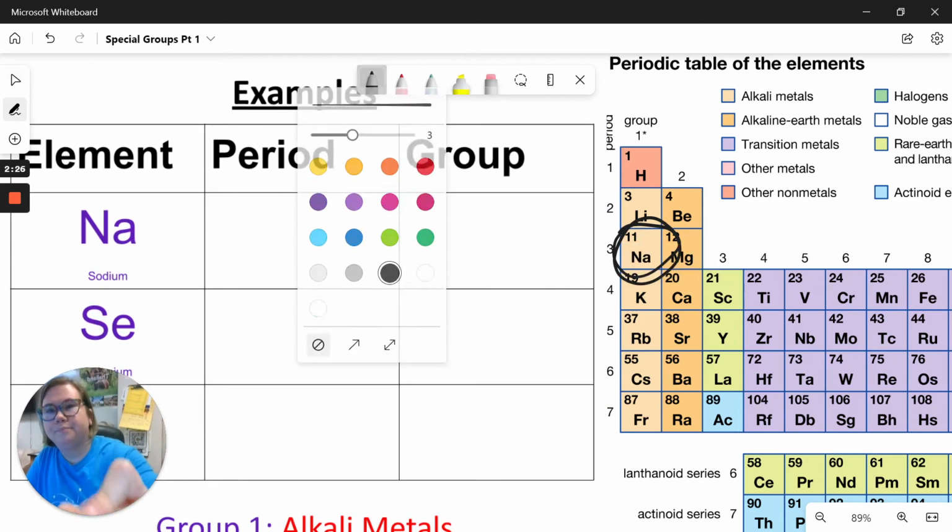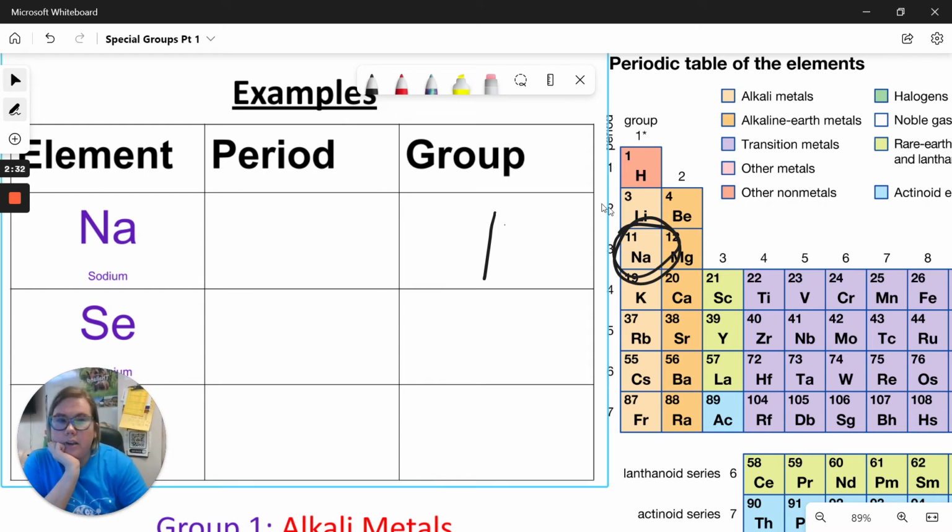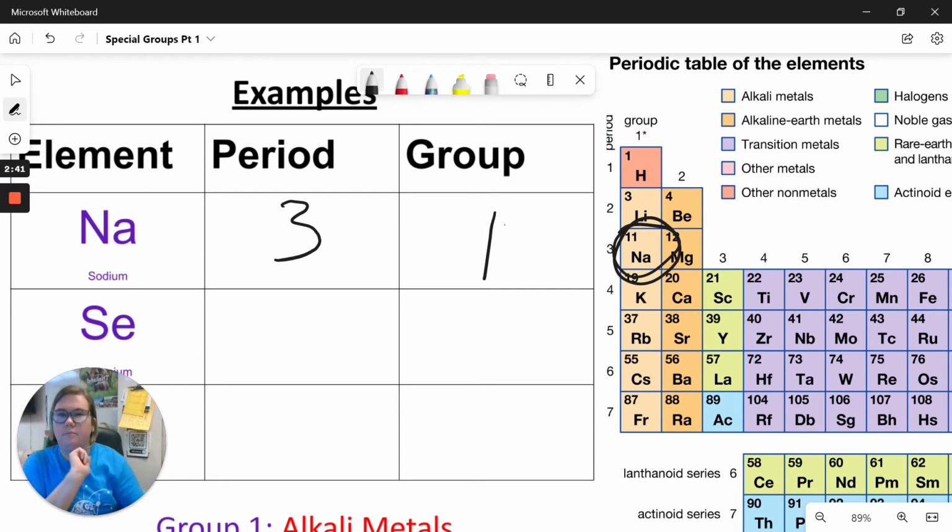Back to coloring. There we go. Group 1. And for periods, we see we have row 1, 2, and 3. This picture also happens to have it labeled on the side there. But we're in period 3.